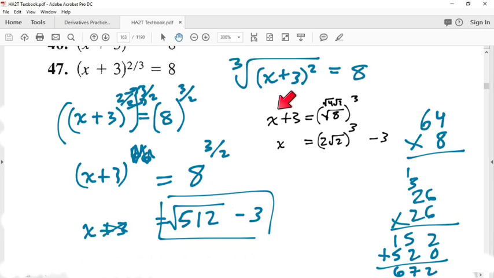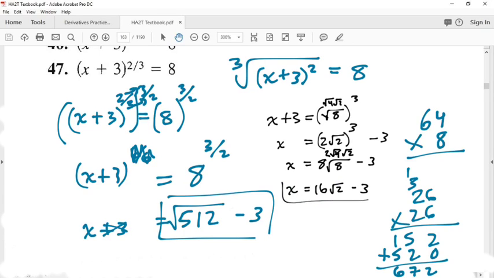Okay, so I just subtracted 3 from both sides. All right, now, how do I simplify this? What is 2 times 2 times 2? 8. And then what is rad 2 times rad 2 times rad 2? It's going to be square root of 8, right? Right? Okay, and we can simplify square root of 8. We did that earlier. Square root of 4 and square root of 2. So that's going to be a 2. So that means we have 16 square root of 2, then minus 3. So I guess that's what this would simplify to.